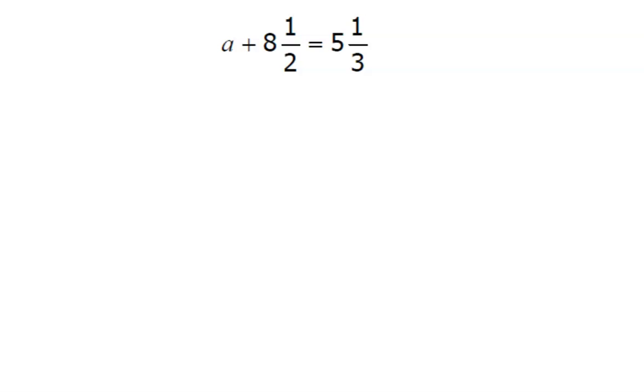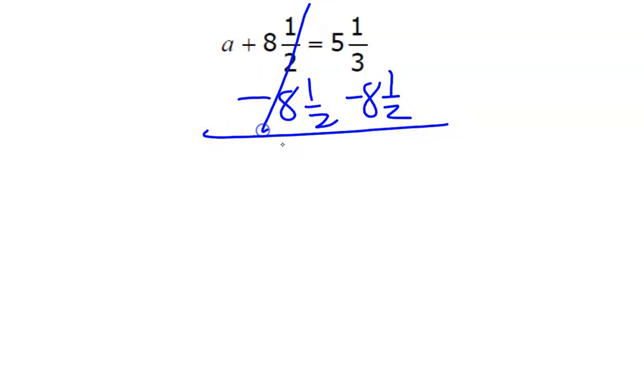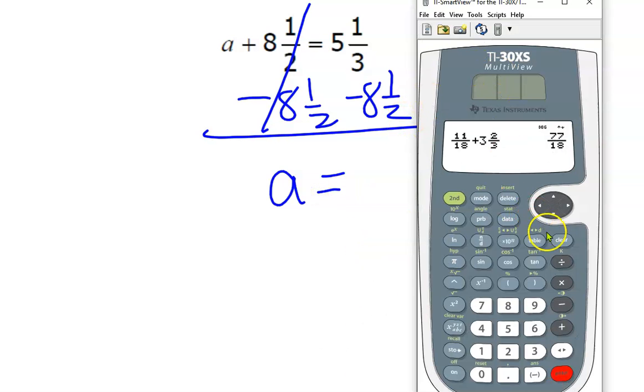Let's take a look at another one. You getting the hang of it now? 5 1/3 minus 8 1/2. -19/6.